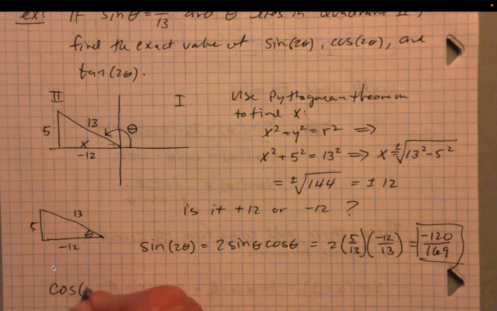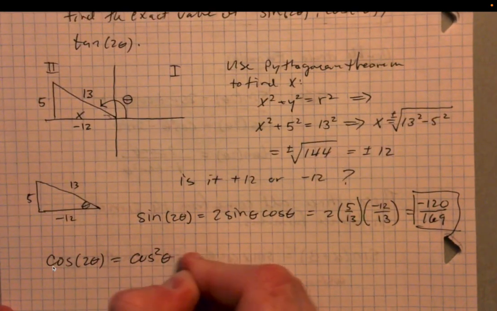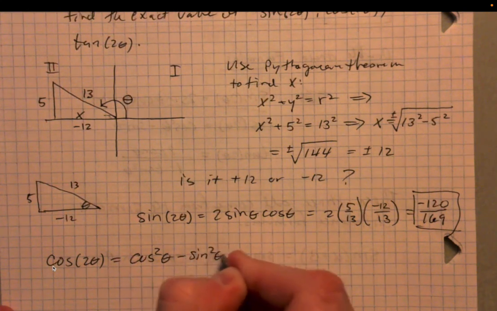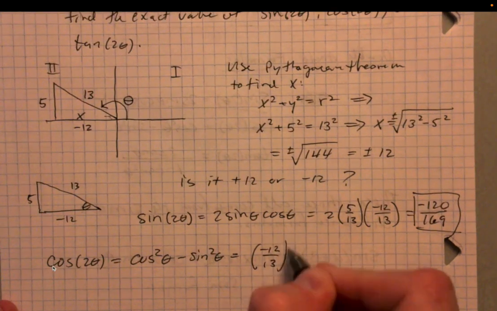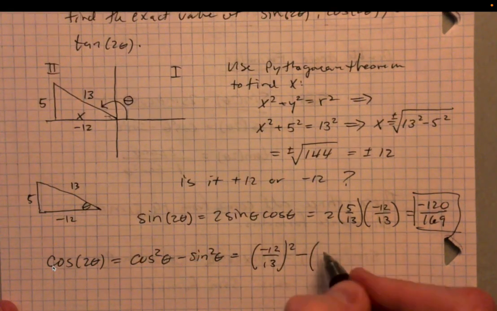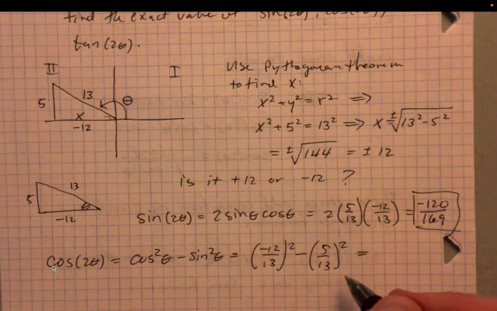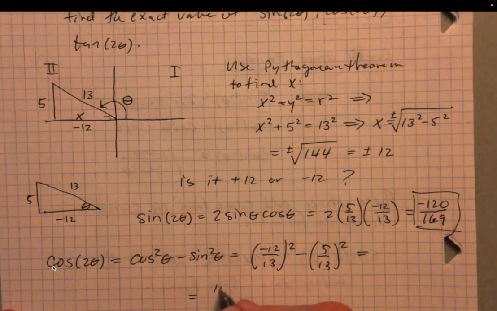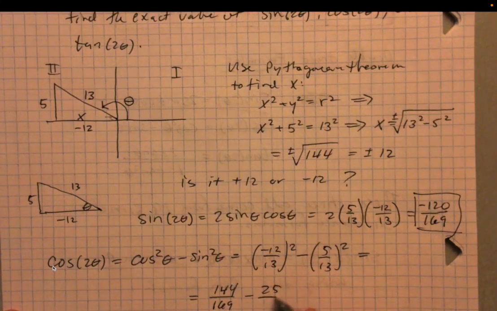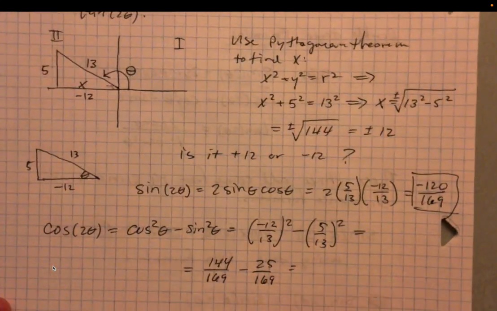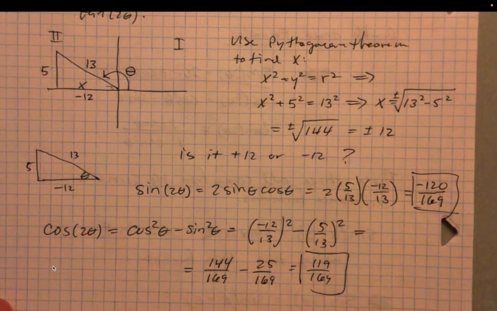What about the cosine of 2 theta? Well, we know that that is just cos squared theta minus sine squared theta. We know those two values. They are negative 12 over 13, so we have to square that and subtract 5 over 13 squared. What do we get then? We get 144 over 169 minus 25 over 169, and that gives us 119 over 169 for the cosine of 2 theta.